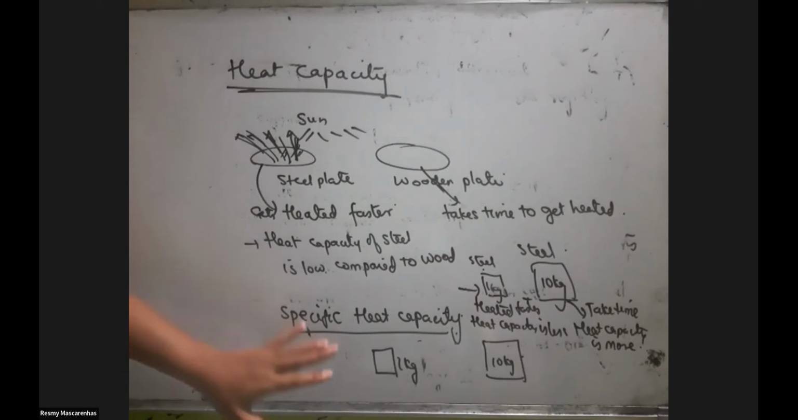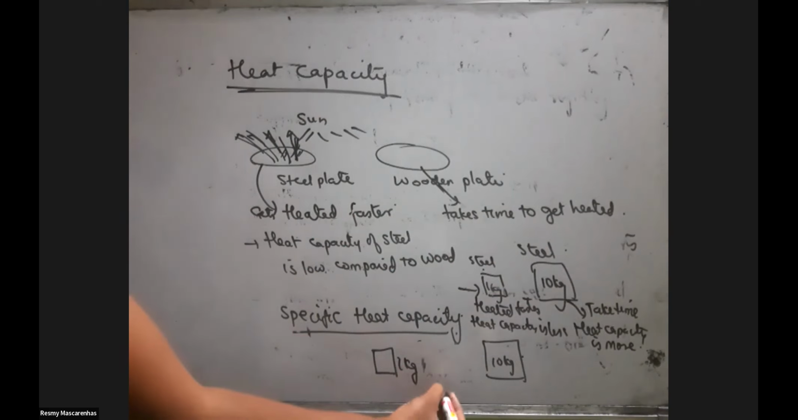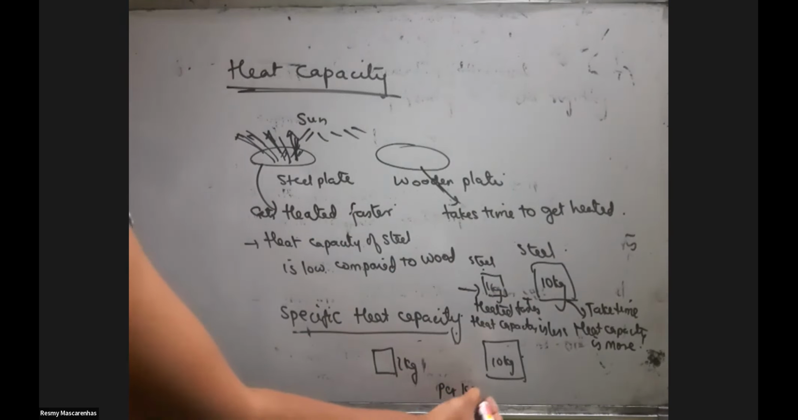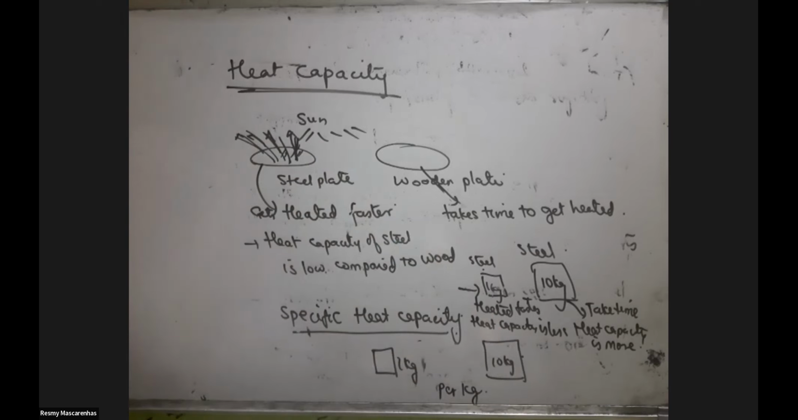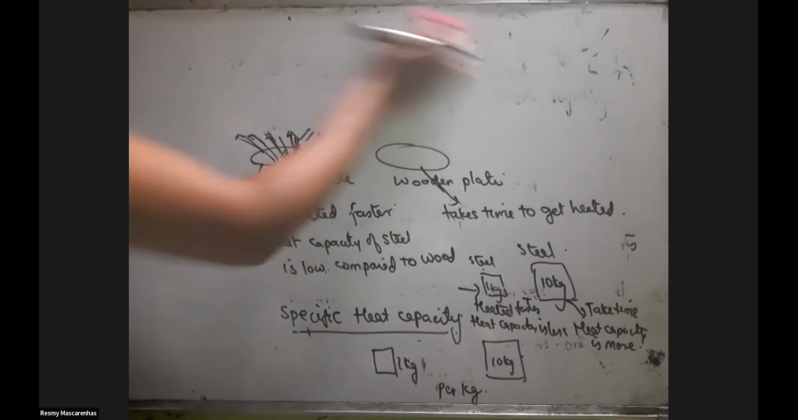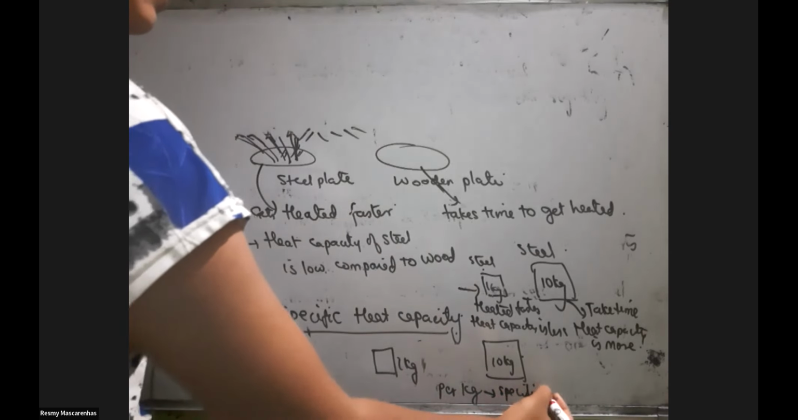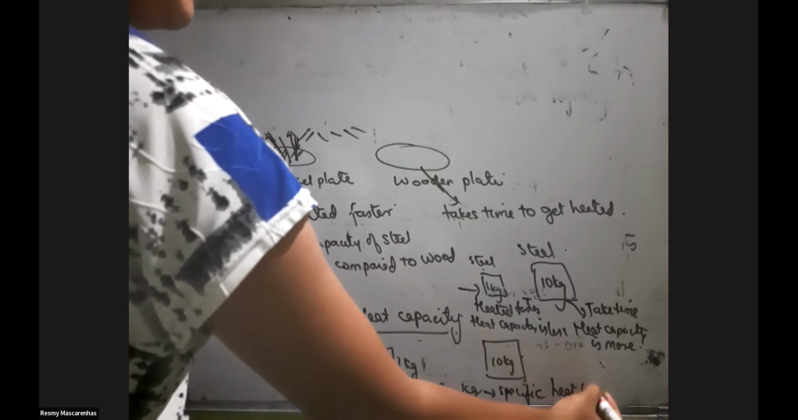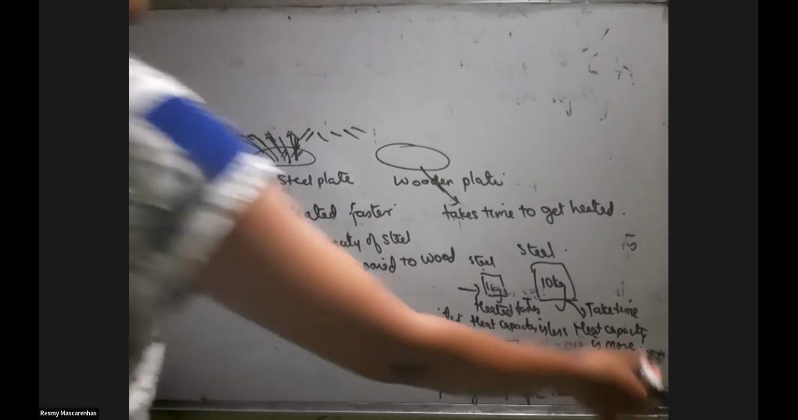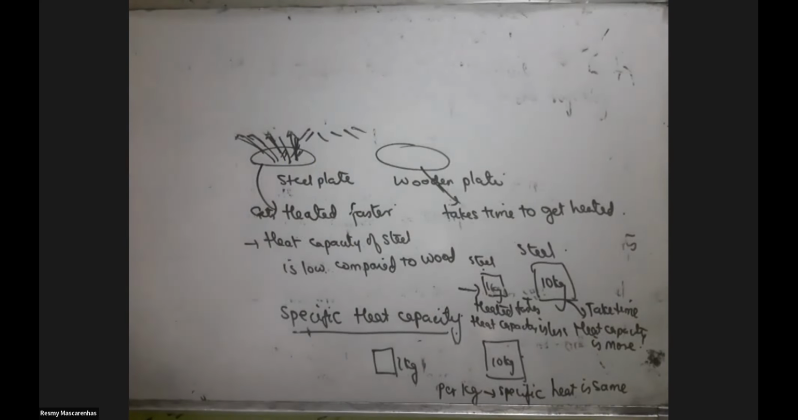Now, what is the difference between heat capacity and specific heat? Specific heat deals with per kg, per kg block. So here specific heat is... just a second, so much of disturbance.